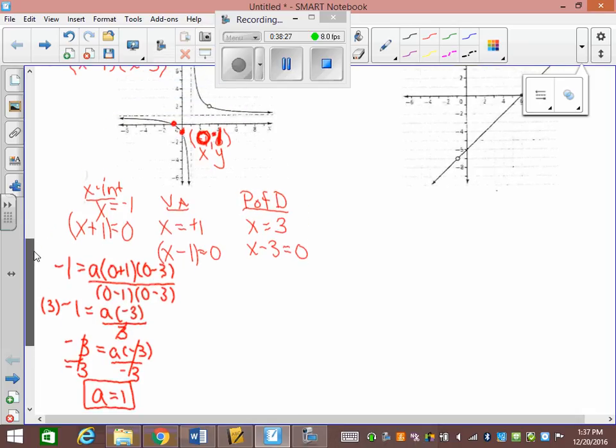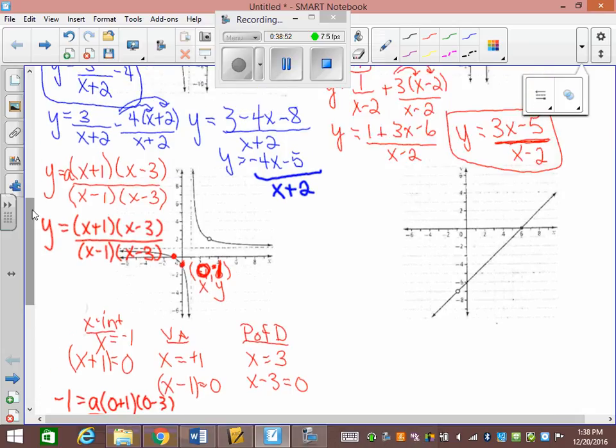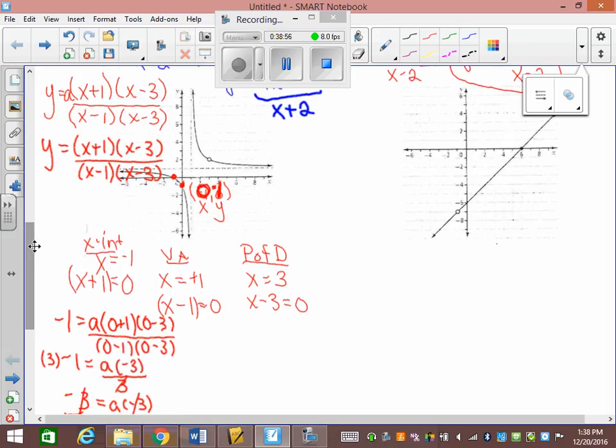We always hope on the diploma we're like, no stretch factor, no stretch factor, no stretch factor, just in case you forget about it. So the end result is going to be y equals x plus 1, x minus 3 over x minus 1, x minus 3. And how could they have it written in what form? They could FOIL the top and FOIL the bottom and have like x squared, blah, blah, right? So that's one example.